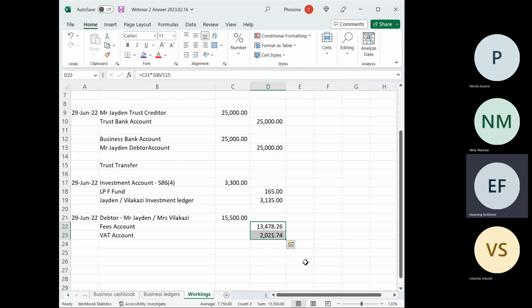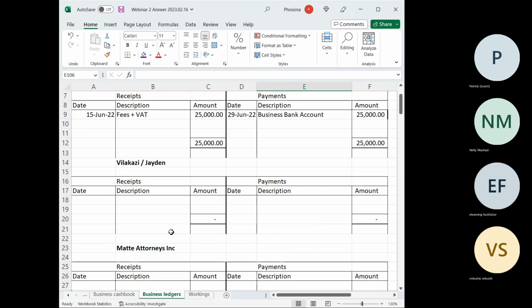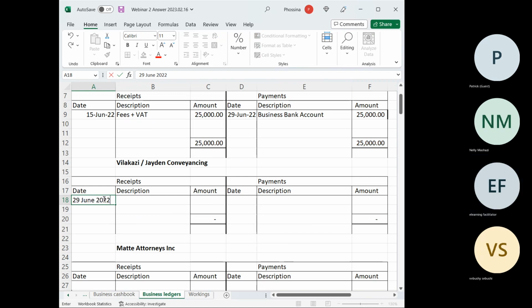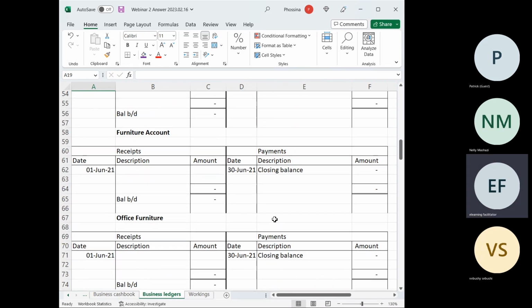So we then need to record this in our books. Hopefully I'm not too fast for you. If I'm too fast, then you need to stop me and ask questions. So we go to our business ledgers. So this is our ledger, the conveyancing ledger, Vilakazi's conveyancing. We come, they are our debtors on 29 June. So we are raising fees plus VAT, 15,500 like that. And then we go to our fee account.